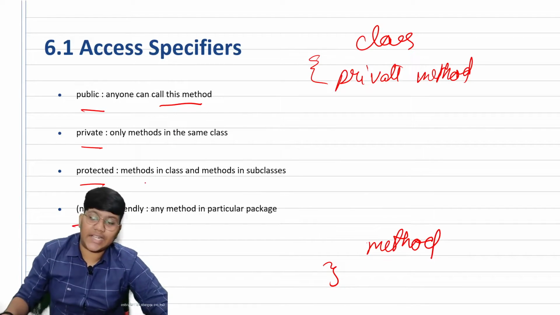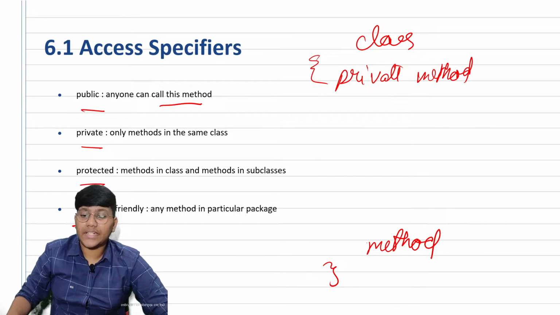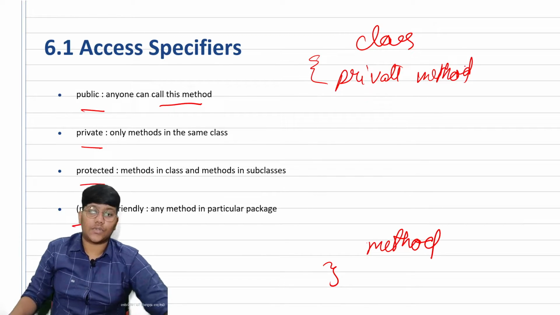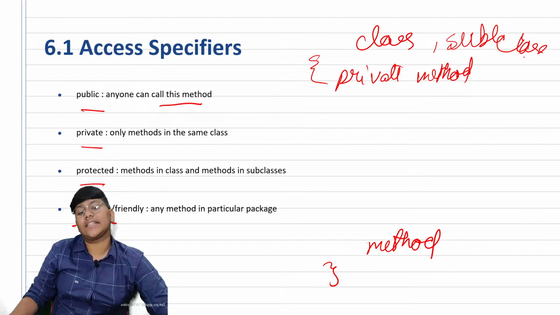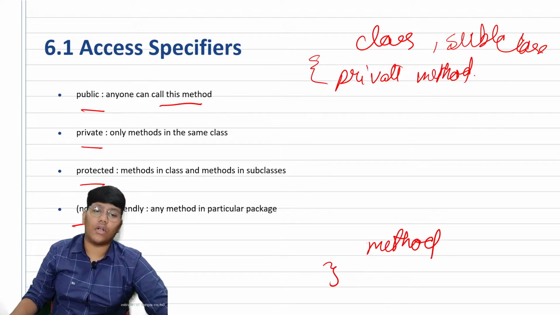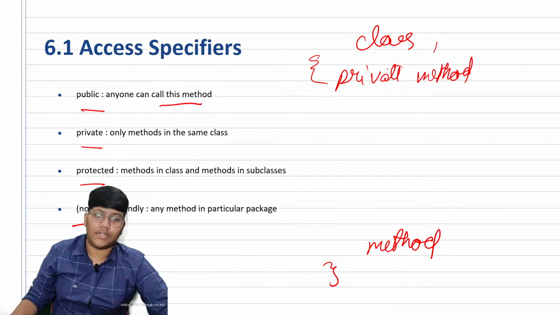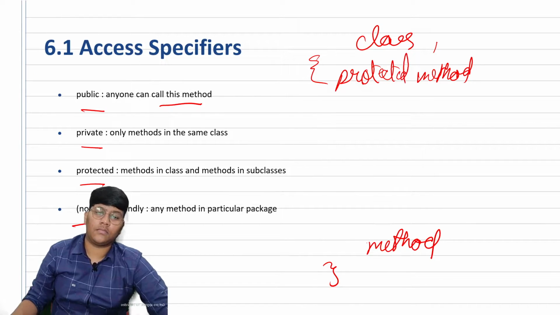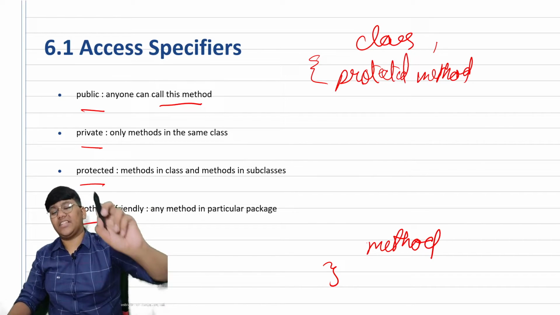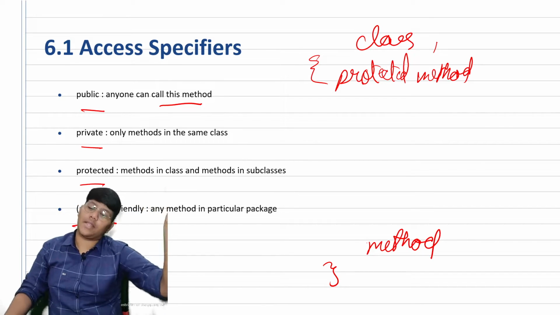Then comes protected, methods in the class and methods in subclasses as well. So class also and subclass also. If there is a subclass, its methods can also call this method if it is protected. It is protected from the methods outside classes and subclasses.